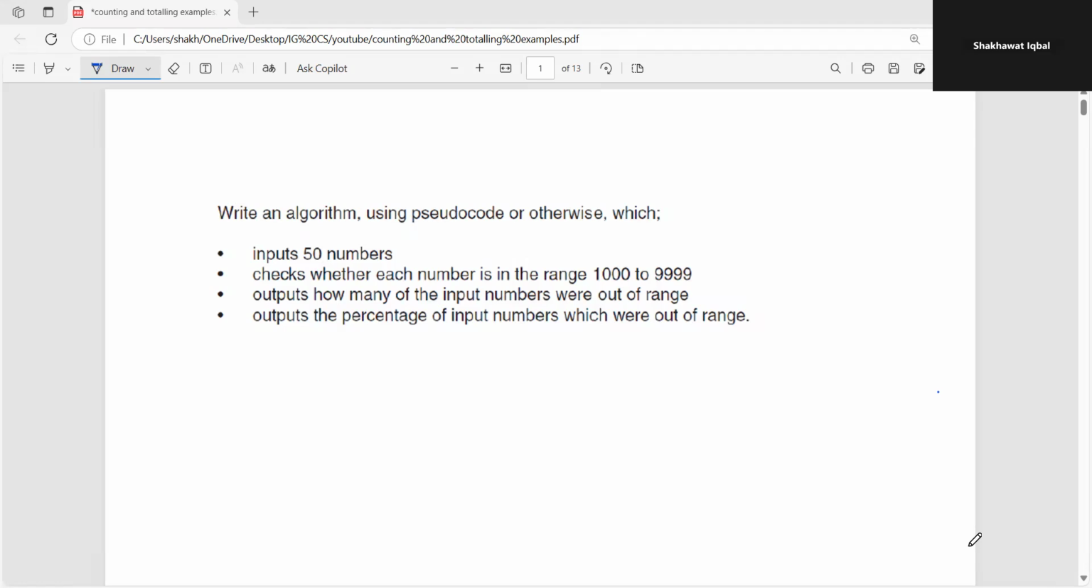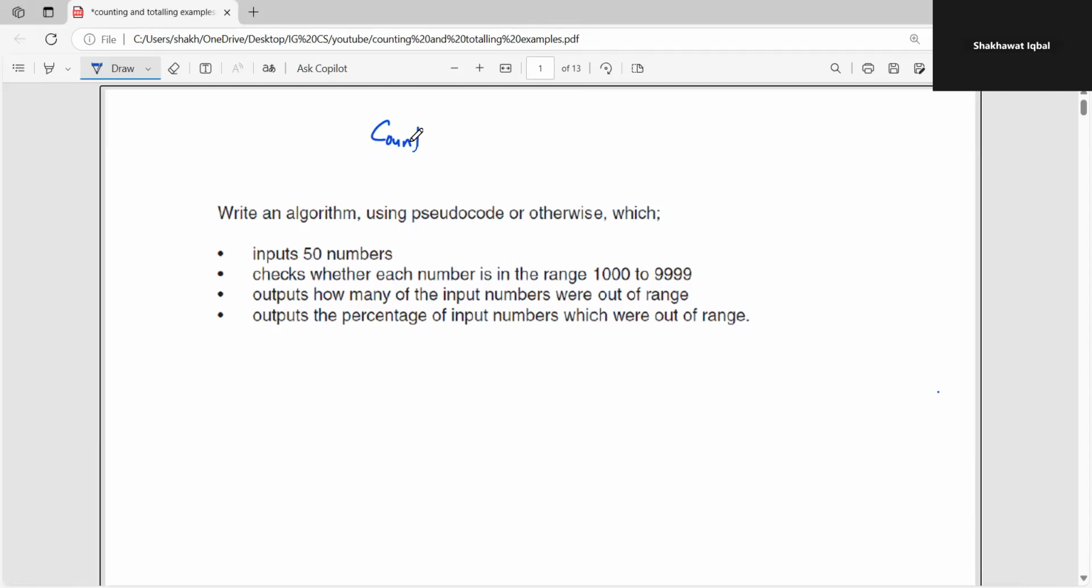If you have enough good preparation and if you understand these questions properly, I hope you will be able to answer the questions in the exam. So let's start. Counting and totaling.